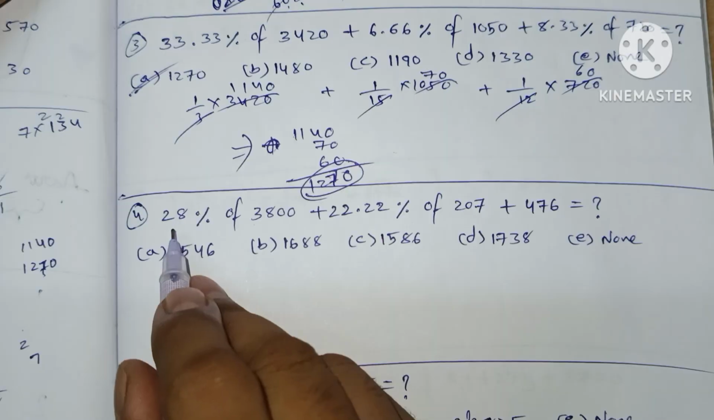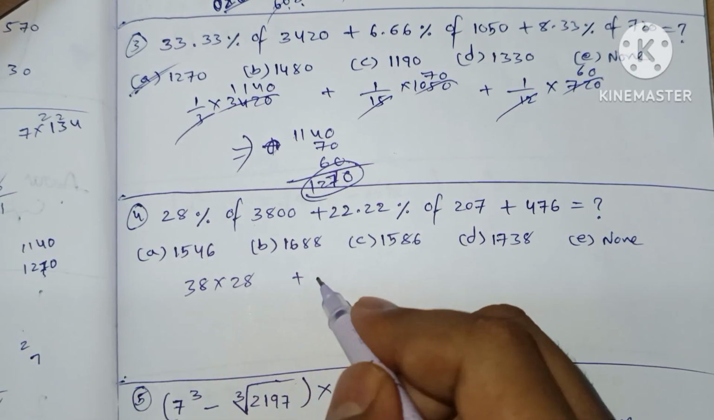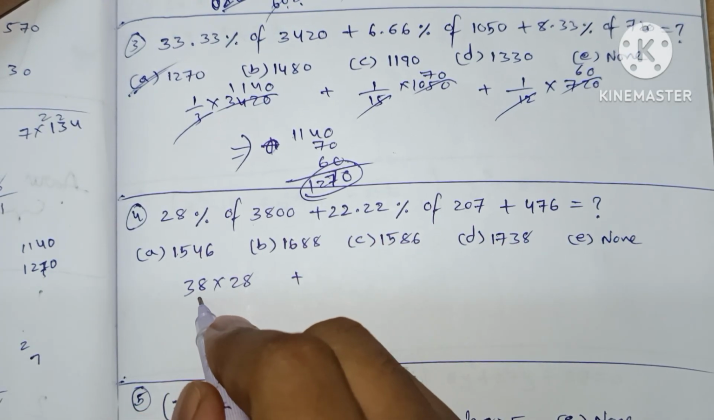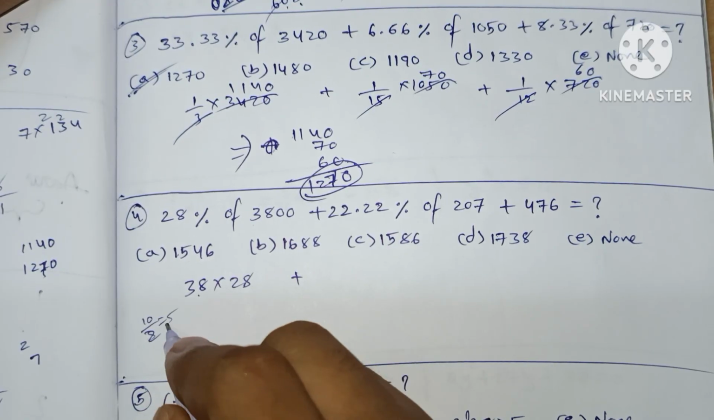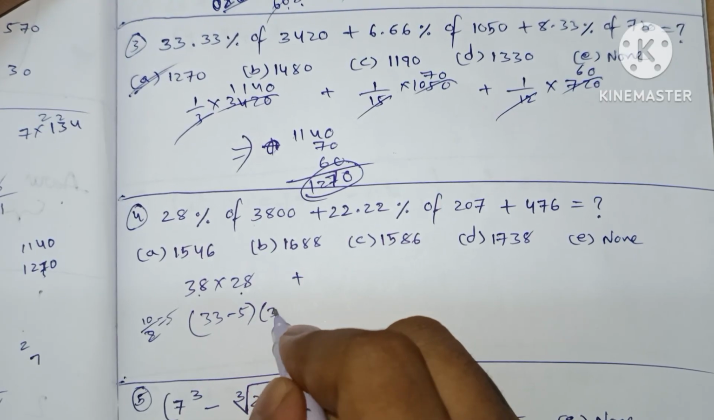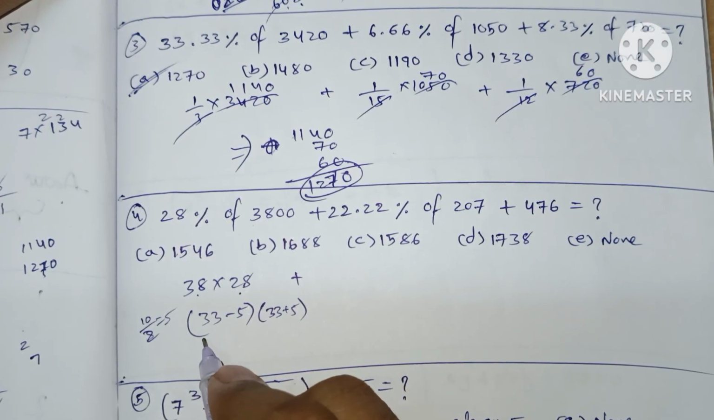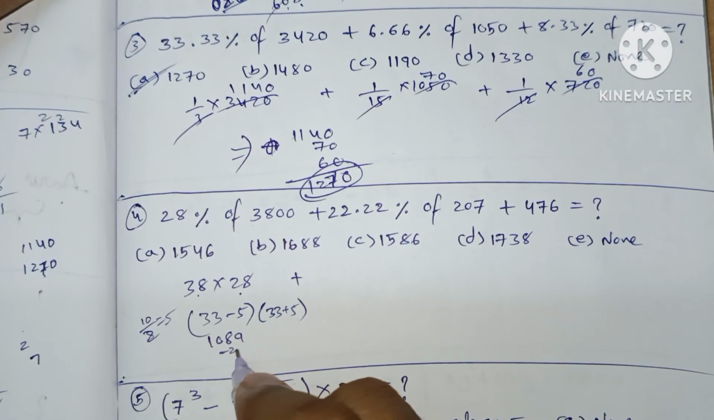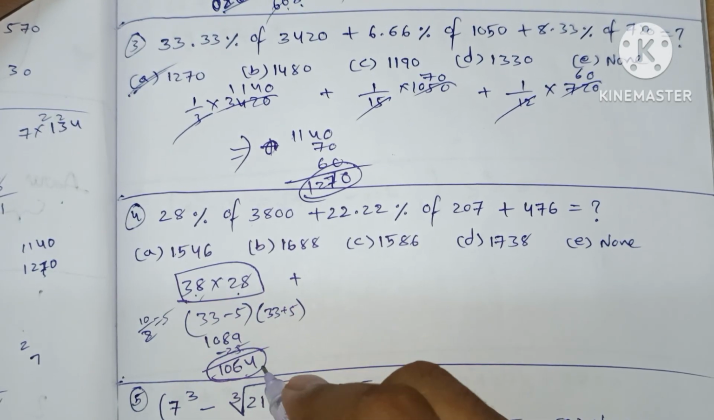Next one, fourth one. 28% of 380 means 38 into 28 plus, first we calculate this one. The difference between these two numbers is 10. 10 minus 10 divided by 2, which will be 5. Adding 5 to 28, which will be 33 minus 5, 33 plus 5. This is nothing but this one. It seems like a minus b into a plus b. So a square minus b square. A square, 33 square will be 1089 minus 25 4 6 1064 is the value of this one, 1064.